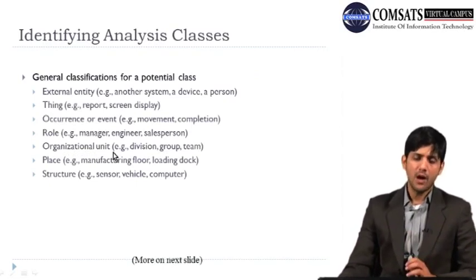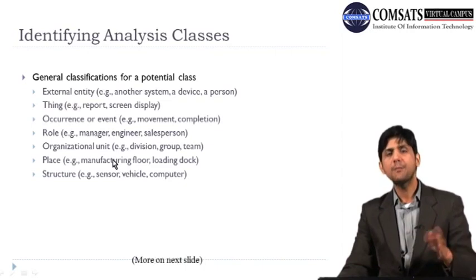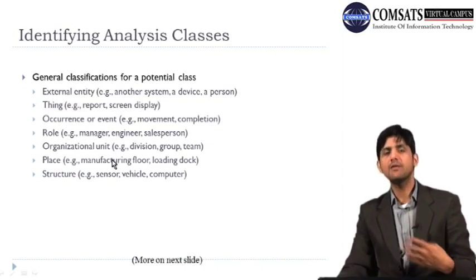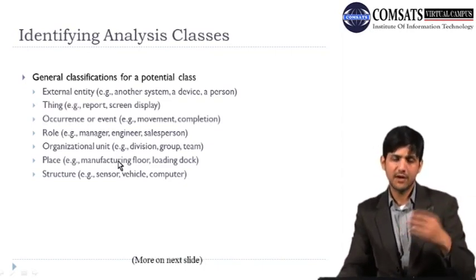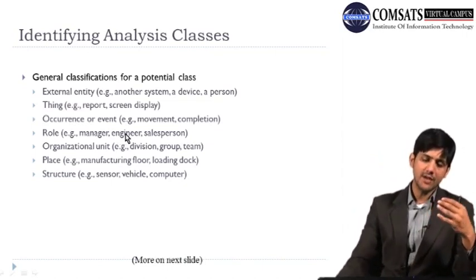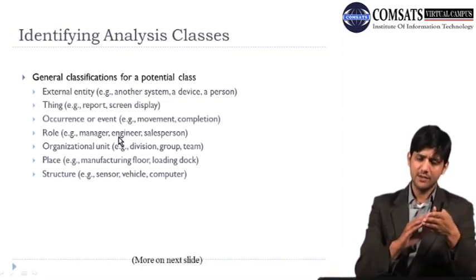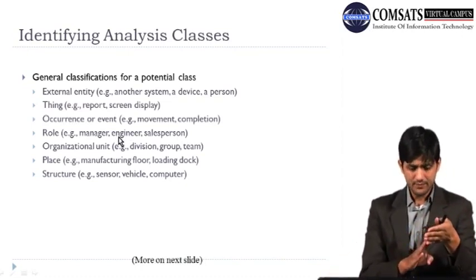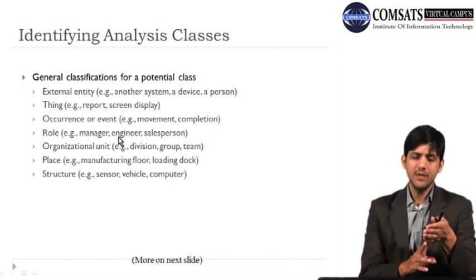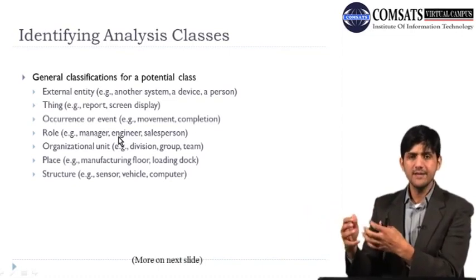So the first thing is, how do we classify these classes? All the nouns and noun clauses we have identified, we call them potential classes, because they have the potential to be a class, and that's why we have identified them. And all those potential classes can be classified into any one of these 7 categories. So it is either an external entity. An external entity could be another system which is outside the boundary, a device, or a person.